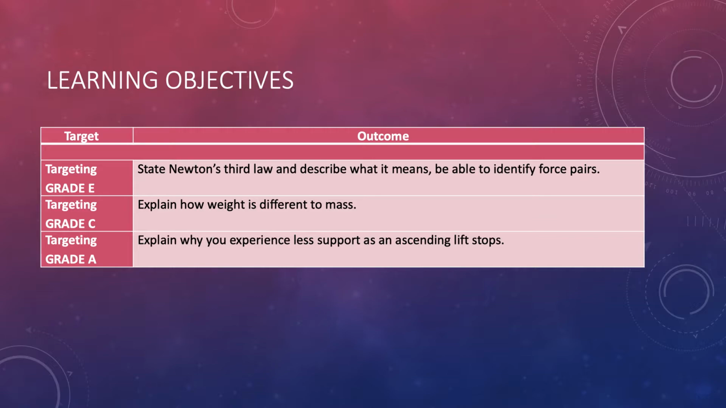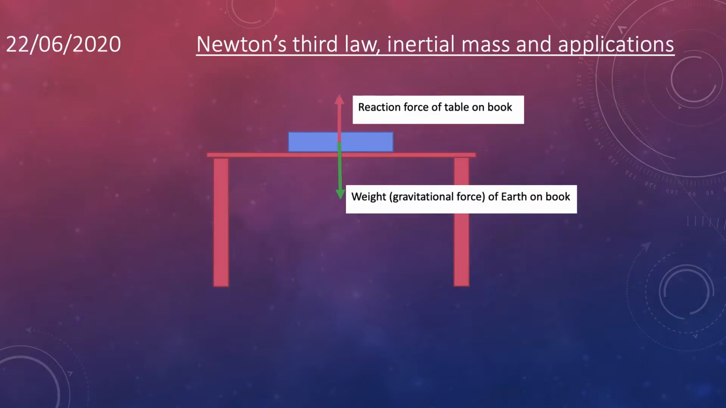So we should be able to state Newton's third law and describe what it means, and be able to identify force pairs, explain why weight is different to mass, and why you experience less support as an ascending lift stops.